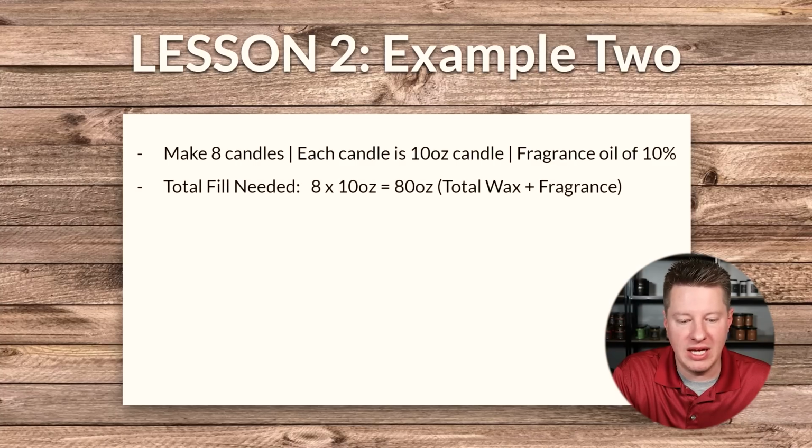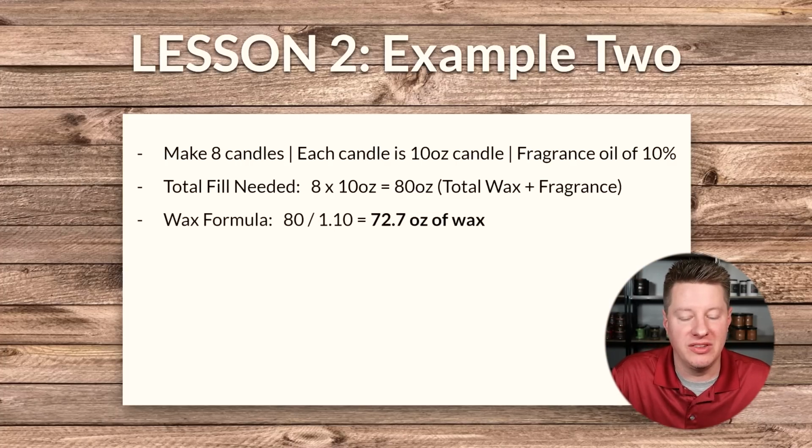So the total fill we need is 8 candles times 10 ounces each equals 80 ounces. We need a total of 80 ounces of combination wax and fragrance oil. So our wax formula in this case for this entire batch of candles is 80 divided by 1.10. And again, 1.10, the 10 is the percentage of fragrance oil. Again, if this was a 9% fragrance oil, it would be 80 divided by 1.09. If it was 12%, it would be 80 divided by 1.12.